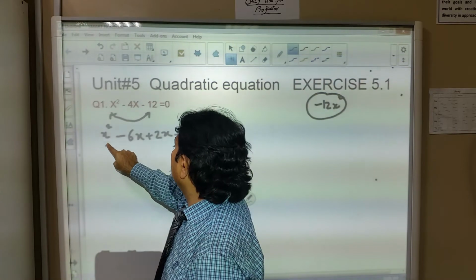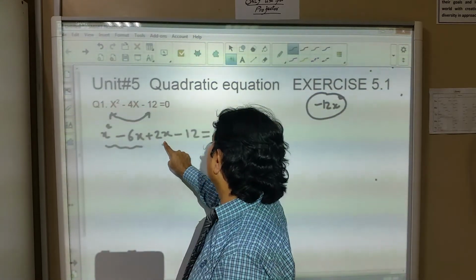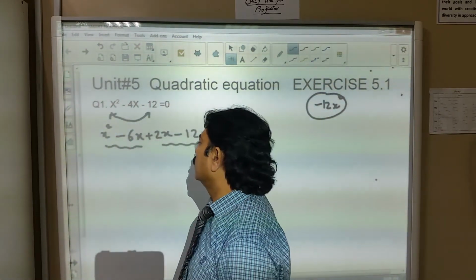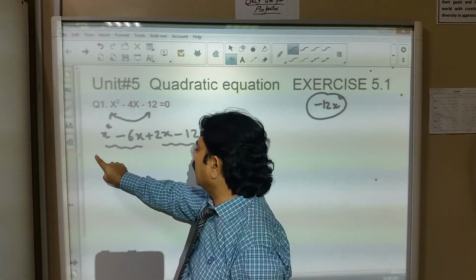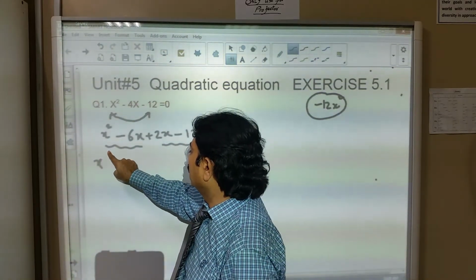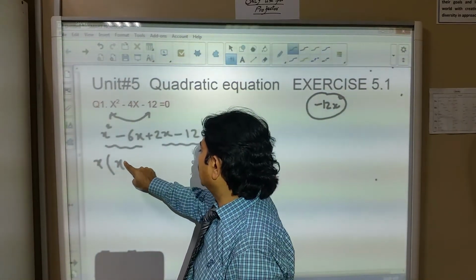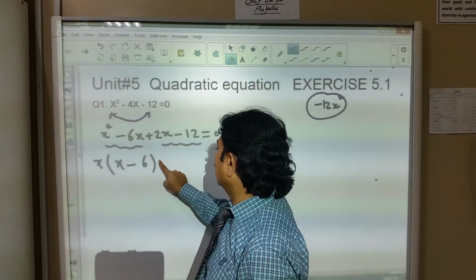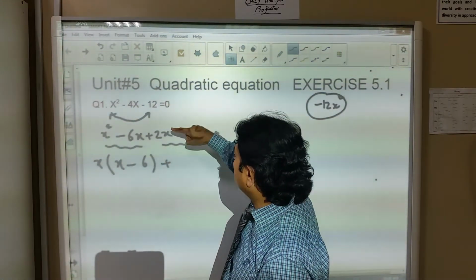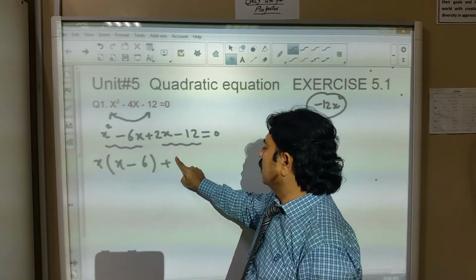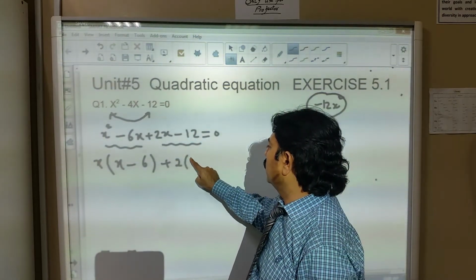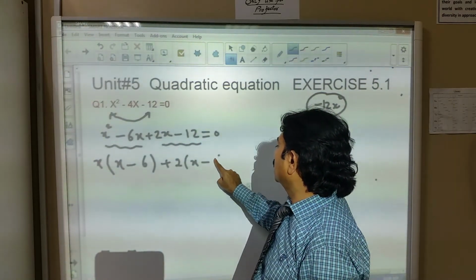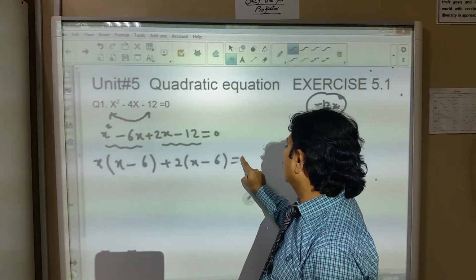Now there are 4 terms. From the first 2 terms, x is common, so it will be x into x minus 6, then plus, from these two, 2 is common, so 2 into x minus 6 is equal to 0.